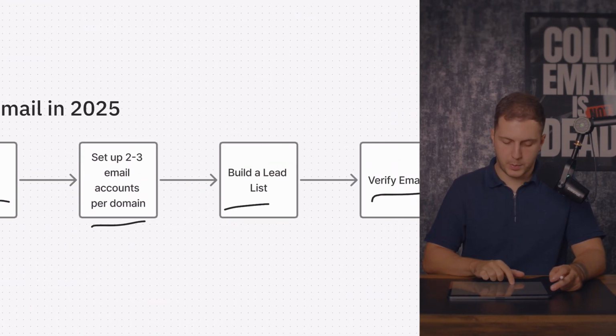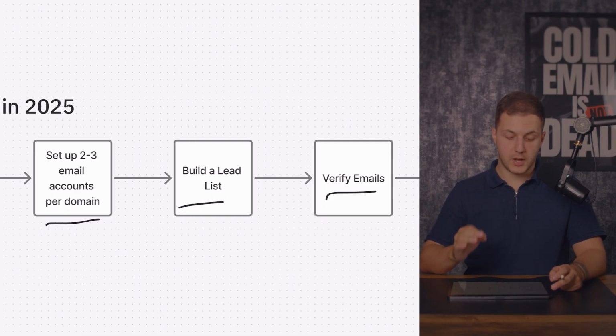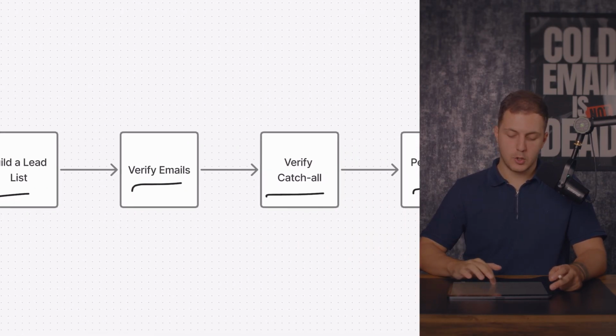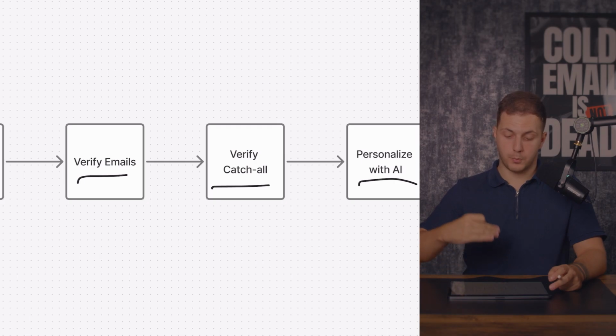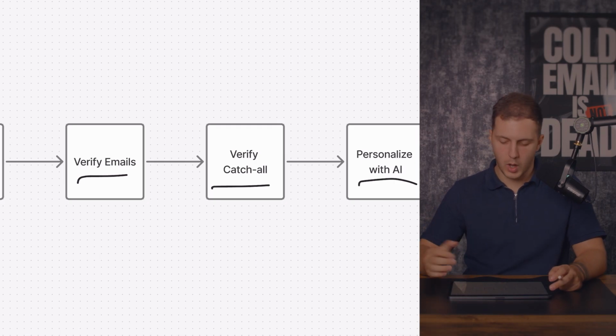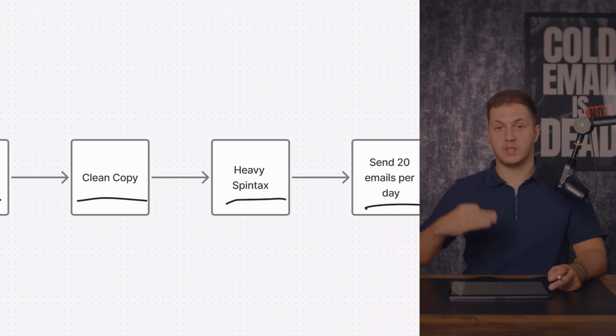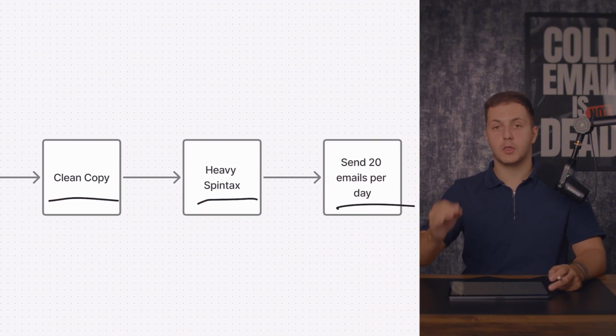Now, if you go back to this video and set up the exact same process step by step, you buy .com domains with no special characters, you set up 2 or 3 email accounts per domain, you build a high quality lead list, you verify your emails and make sure you perform catch-all verification as well, you personalize emails with AI, you write clean copy with heavy spin text, and you only send 20 cold emails per day. You officially have the ultimate bulletproof infrastructure and deliverability setup.